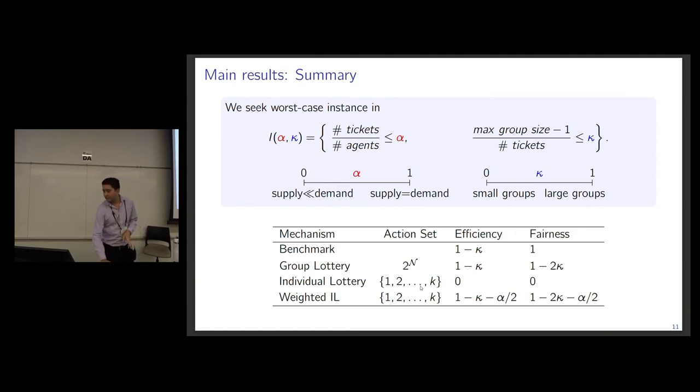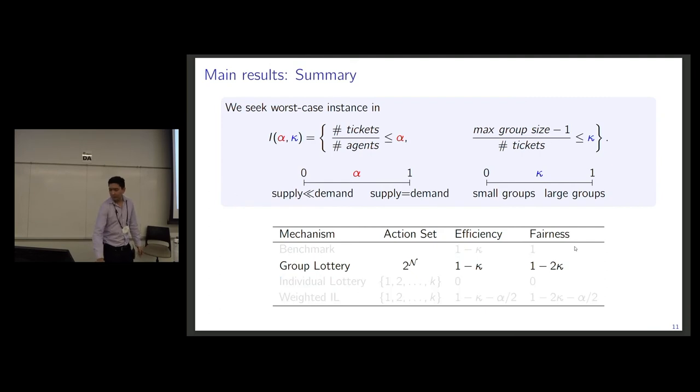So then we study two mechanisms where we let individuals request a number of tickets. And here we have the most common mechanism, the individual lottery. And we see that it can lead to arbitrarily unfair and arbitrarily inefficient outcomes. However, by doing minor modifications to the individual lottery, we have here the weighted individual lottery, and we see that we recover similar performance guarantees as the one in the group lottery. And actually, when alpha is very close to zero, so we have a very competitive lottery, we recover the same guarantees as in the group lottery.